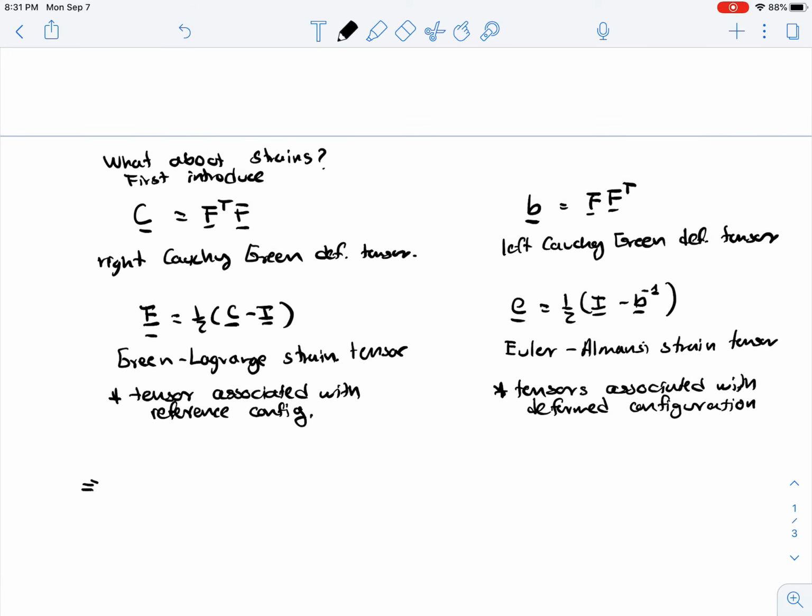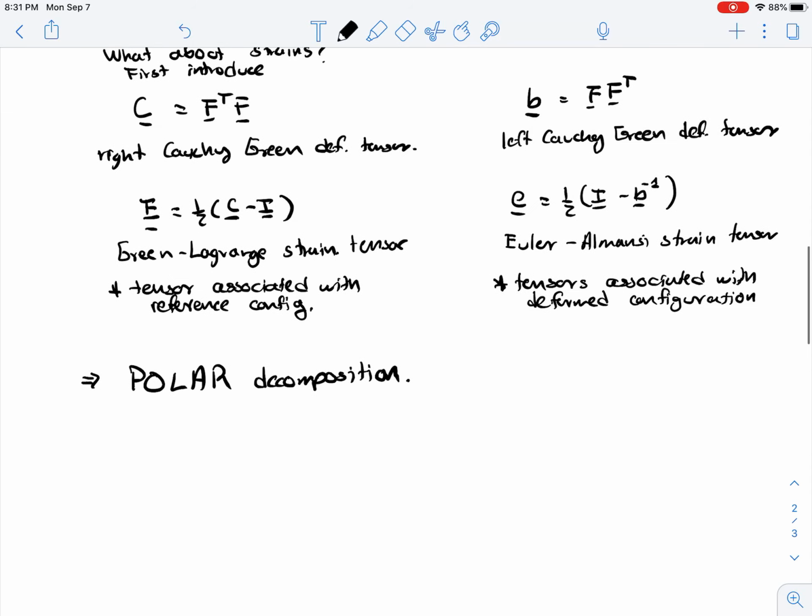So the first thing that I want to introduce here, as the title suggests, is the polar decomposition, and that will explain a little bit what's happening with this C and B. Why are they so important? So let me put here the polar decomposition.